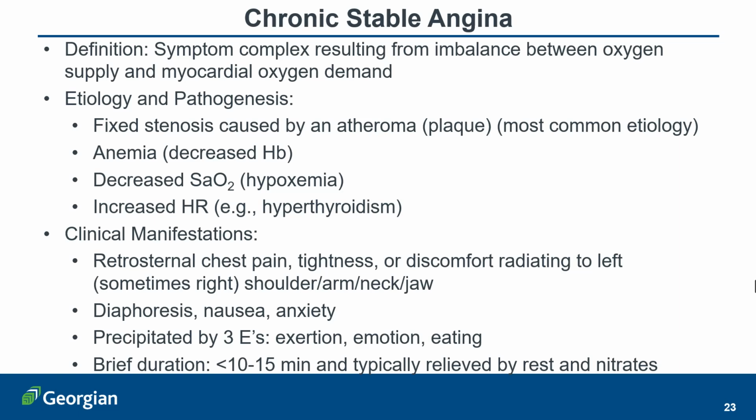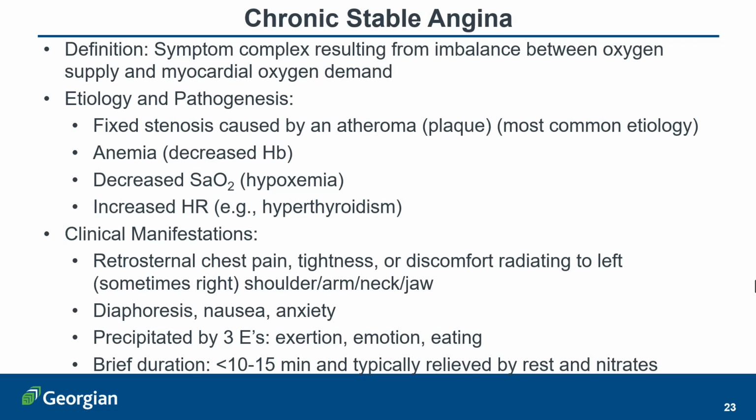We cover that in A&P, or hopefully you cover that in A&P. Other clinical manifestations of chronic stable angina are diaphoresis, nausea, and anxiety. Chronic stable angina is precipitated by the so-called 3 E's. So when you exert yourself, if you're in a very emotional state, or if you're eating a very heavy meal, the 3 E's of exertion, emotion, or eating, that can precipitate or trigger chronic stable angina.